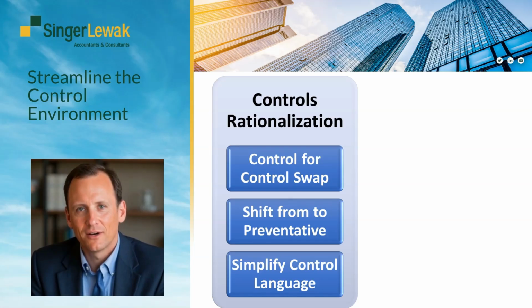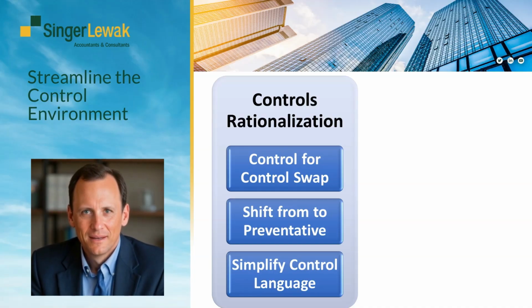Lastly, simplify your control language. Review all control narratives. Are they clear, concise, and focused on the risk? Overly complex or vague control descriptions lead to inconsistent execution and over-testing by auditors. Mandate simple, unambiguous documentation to reduce ambiguity and speed up walkthroughs.